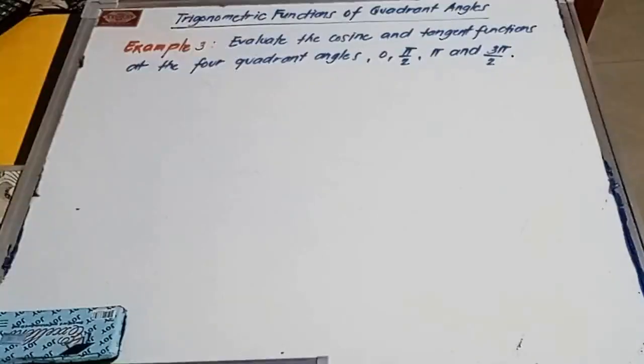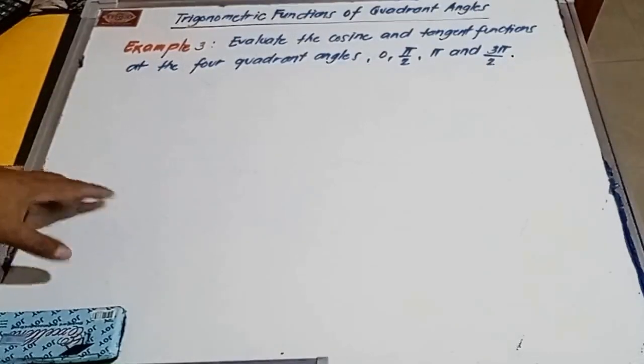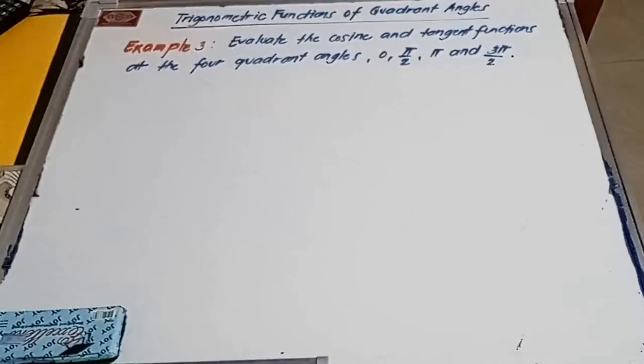Okay, so this will be my third example in evaluating trigonometric functions. But this time, we're going to evaluate trigonometric functions of quadrant angles. Ano bang ibig sabihin pag quadrant angles? Yun yung angles na kung saan yung ating terminal side coincides with the x or y axis. Okay? O kaya yung measurement niya is a multiple of 90 degrees.